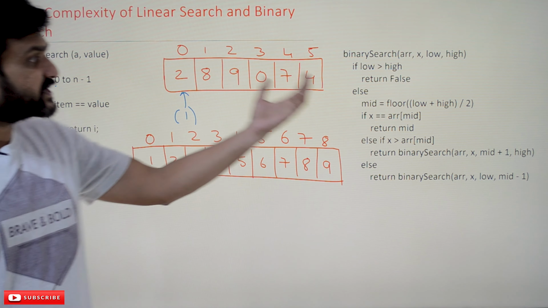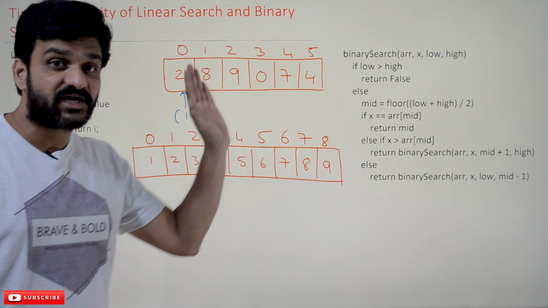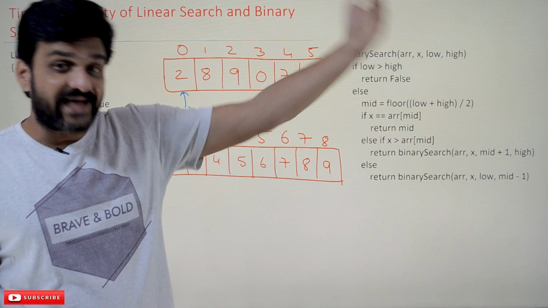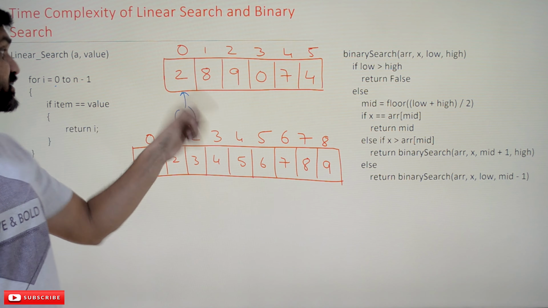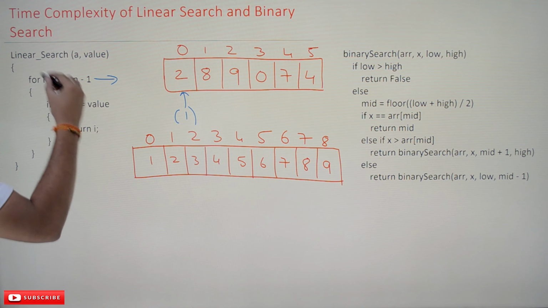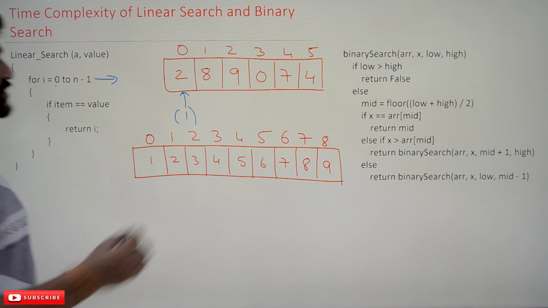Similarly, what is the worst case possibility? The worst case possibility is if the element to be searched is identified at the end of the array, meaning the last element of the array. It is going to take n number of comparisons. In the worst case, we are going to do n number of comparisons. This for loop is going to iterate for n times. So this is the worst case possibility.